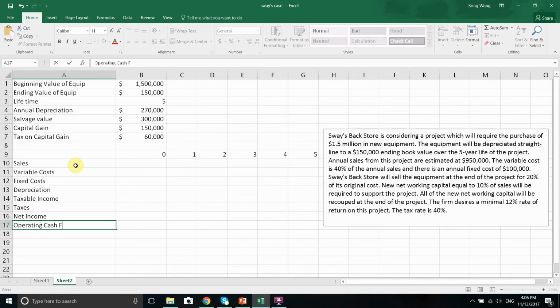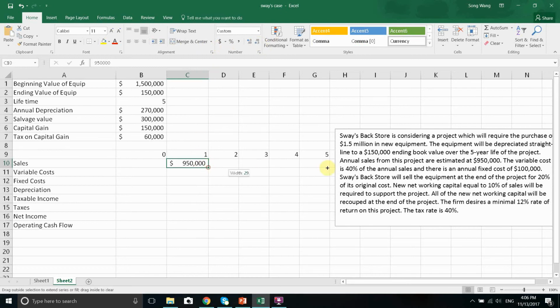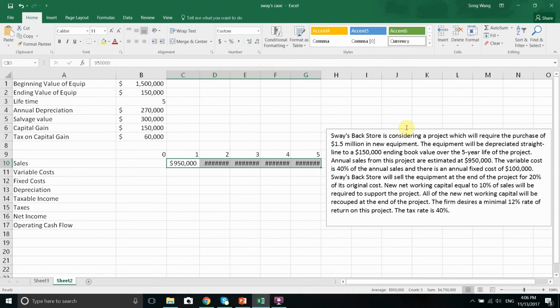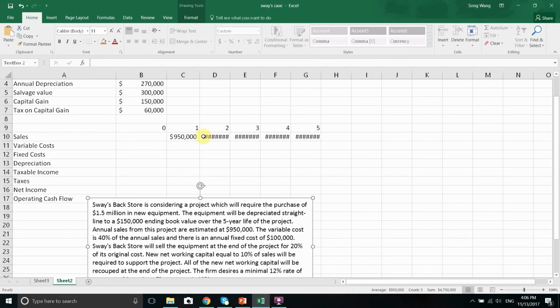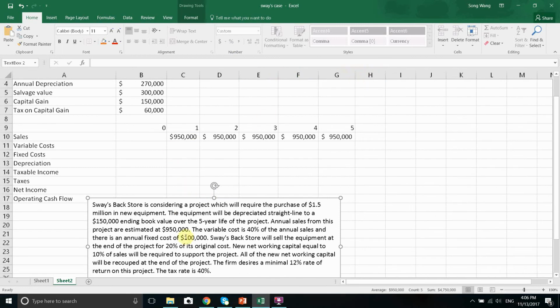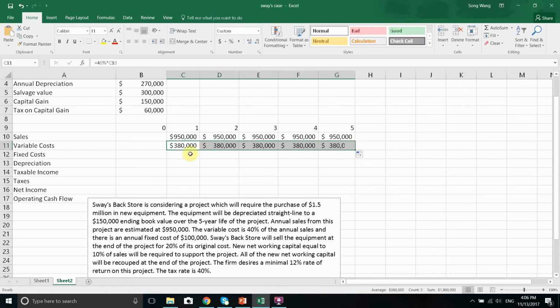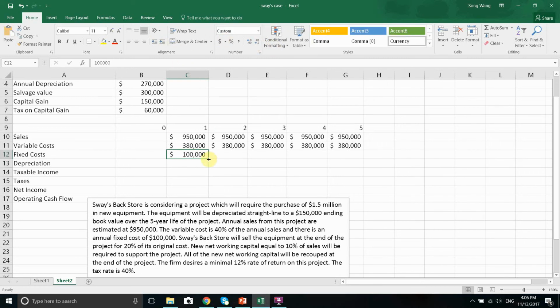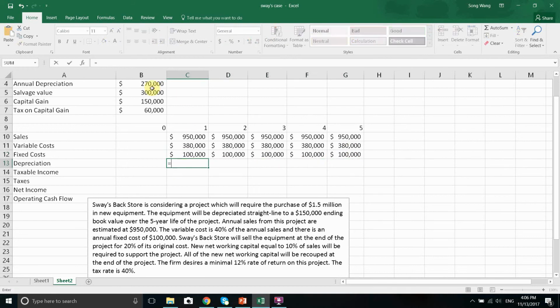Operating cash flow. Okay, so our sales start at $950,000, and it stays constant at $950,000. Then I just drag it all the way. Oops. So let me increase the width of the column a little bit. And it says the variable cost is 40% of the annual sales, so it's 40% of that. All right, the fixed cost is 100,000. Depreciation is 270,000. I just borrow this number and I need to lock it before I do the dragging.